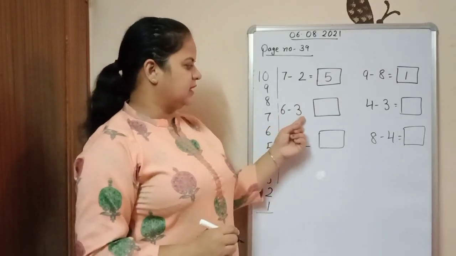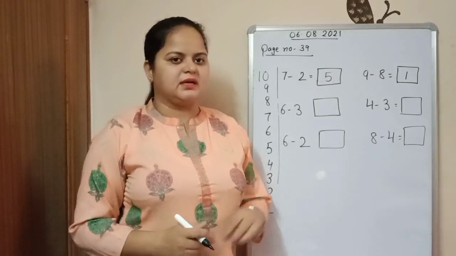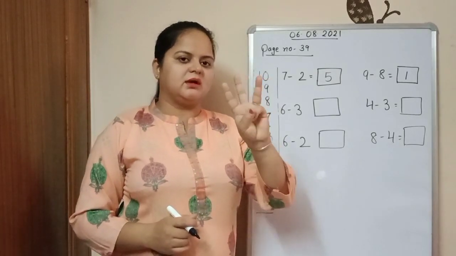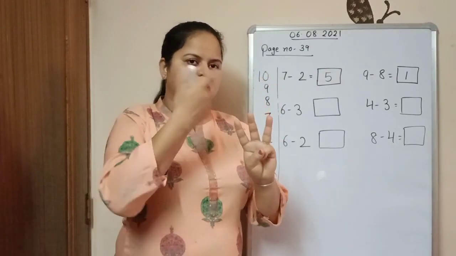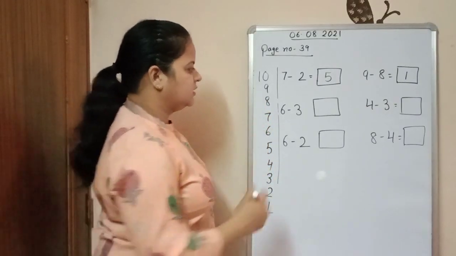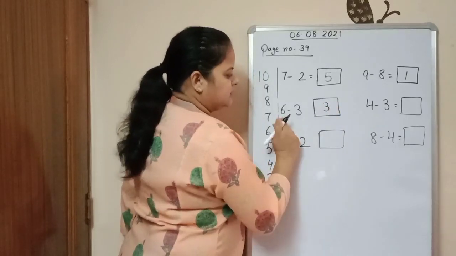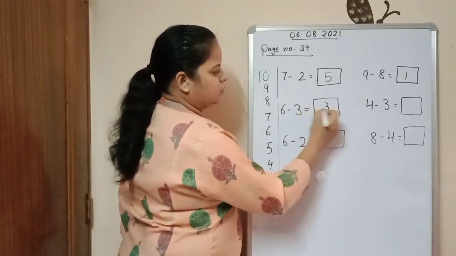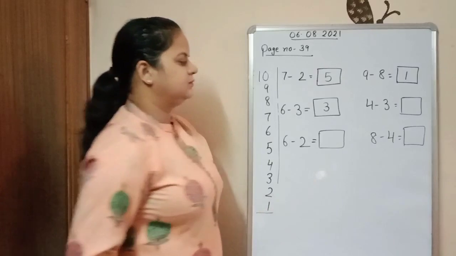Next is 6 minus 3. 6 minus 3. How many do we have to subtract? 3. From 6 go back: 5, 4, 3. So the answer is 3. 6 minus 3 is equal to 3.